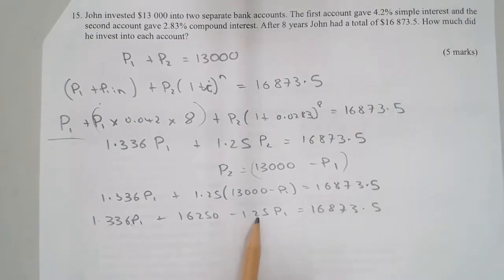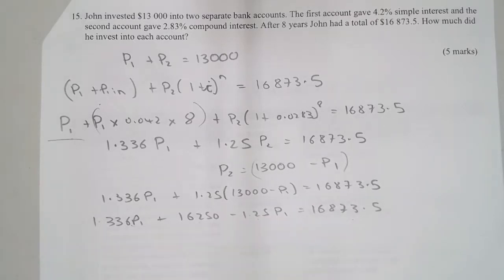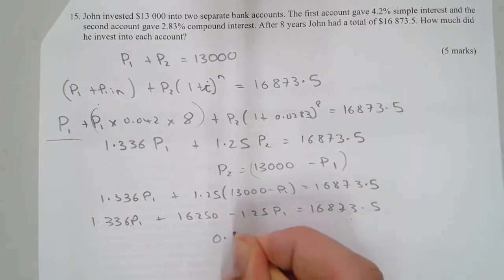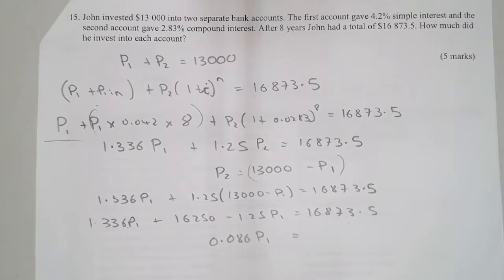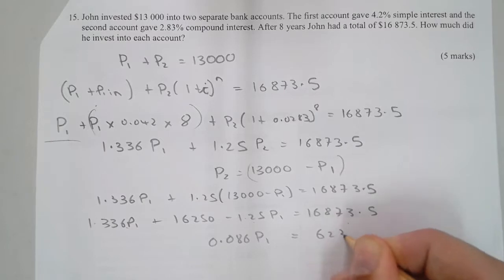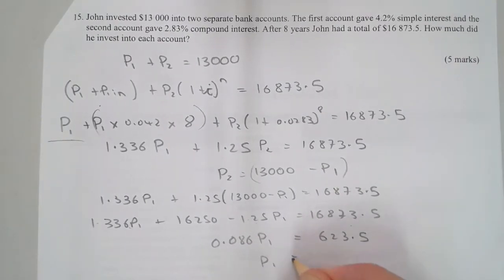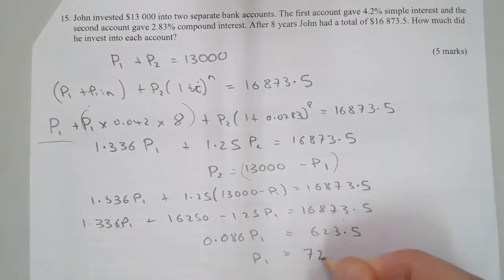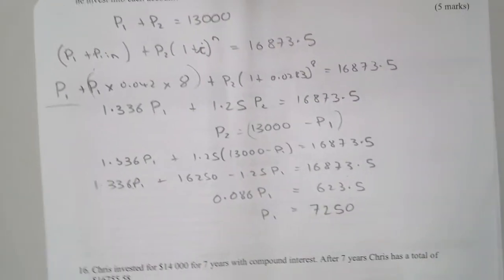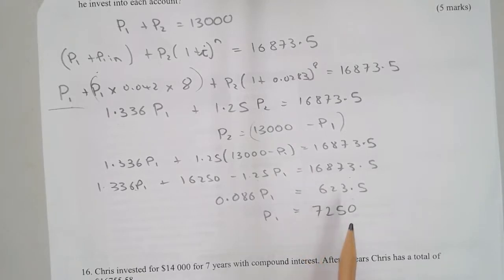So I'm going to simplify these two and move that to the other side. So 1.336 minus 1.25 is 0.086 P1 must equal 16873.5 minus the 16250, 623.5. Now I'm dividing it to get my answer. So 623.5 divided by 0.086, and we've got the principal from account 1. So that's how much we put into account 1, $7,250.